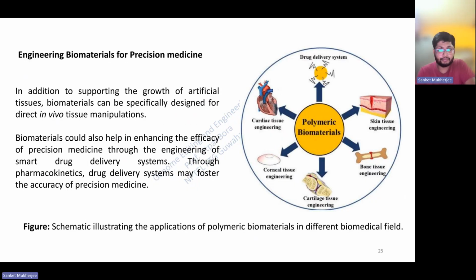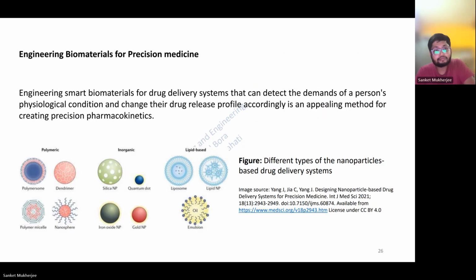Engineering biomaterials. In addition to supporting the growth of artificial tissues, biomaterials can be specifically designed for direct in vivo tissue manipulation. Biomaterials could also help in enhancing the efficacy of precision medicine through the engineering of smart drug delivery systems, through pharmacokinetics, drug delivery system to foster the accuracy of precision medicine.